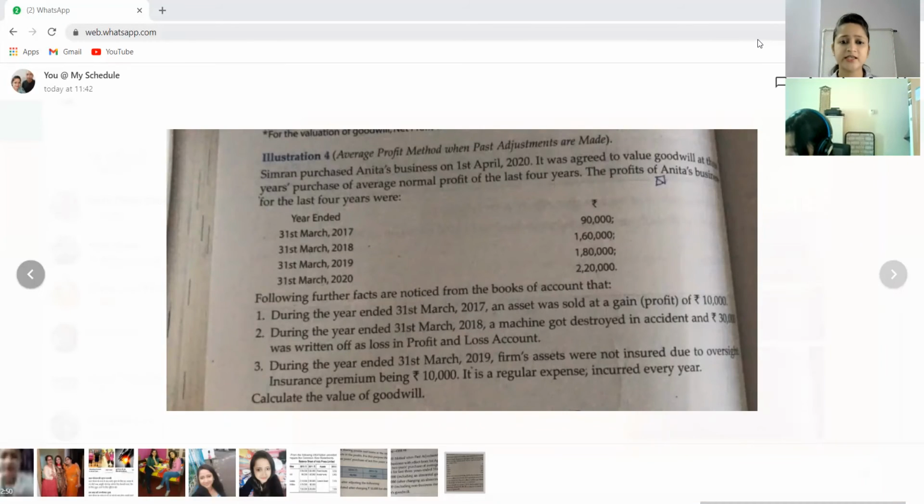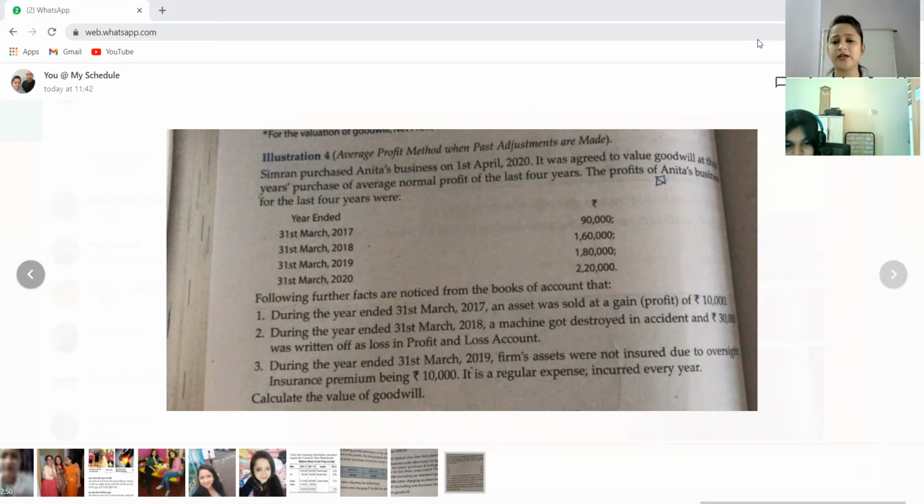Illustration 4: Simran purchased Anita's business on 1st April 2020. It was agreed to value goodwill at 3 years purchase of average normal profit. So it is also the average profit method, and the number of years purchase is 3. The profit of Anita's business for the last 4 years, 17, 18, 19, 20, has been given. Now, the following further facts are noticed from the books of accounts; these are the adjustments.